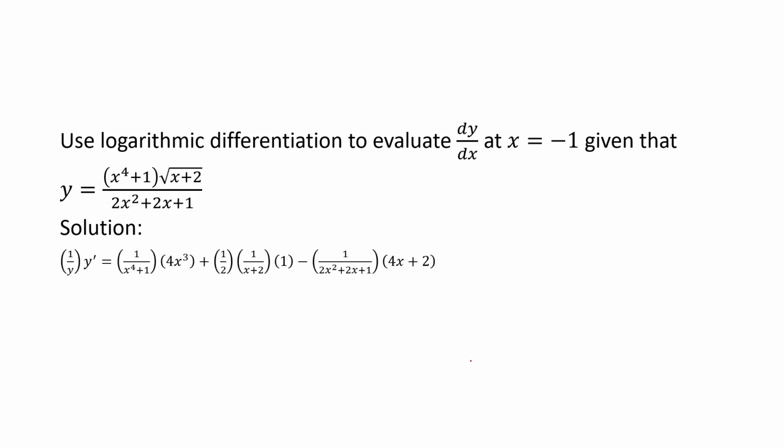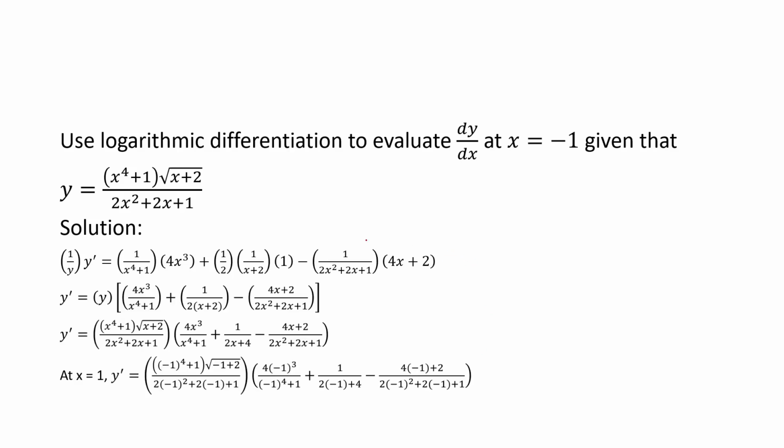Okay? So we have this expression right here. What we're now going to do is simplify it just a little bit. We're going to take this 4x cubed and multiply it here. We'll have 1 times 1 times 1 all over 2 bracket x plus 2. We'll have 4x plus 2 all over this 2x squared plus 1.